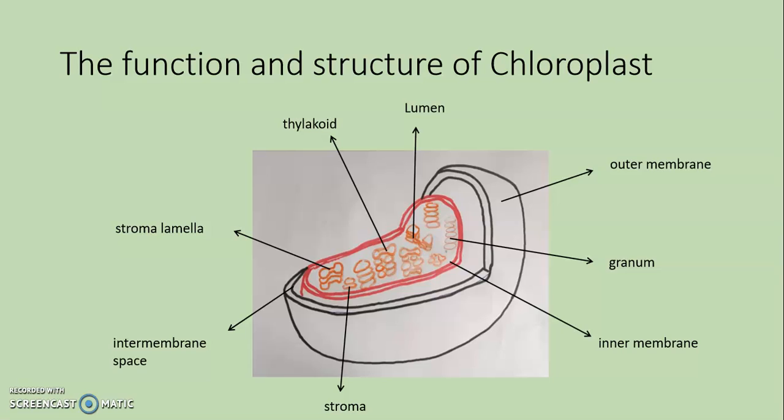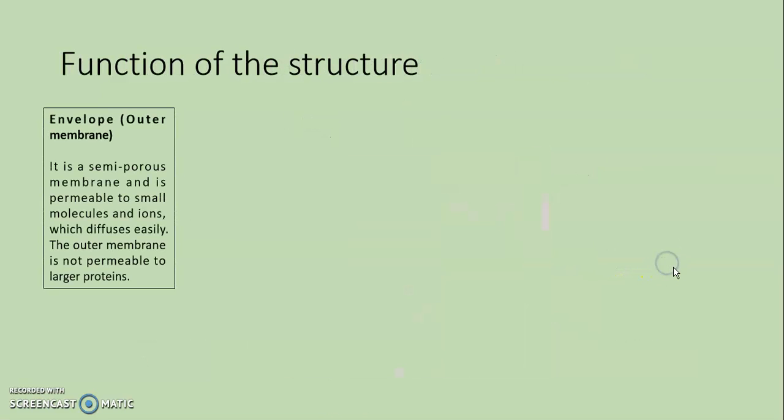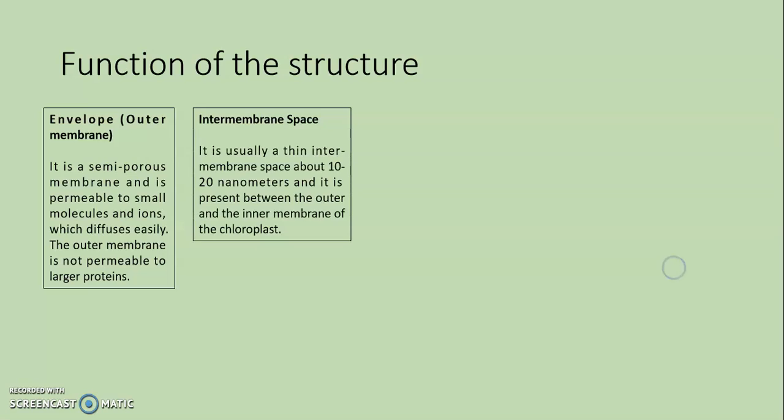As you see in the picture that I drew, you see lumen, outer membrane, endomembrane, stroma, intermembrane space, stroma lamella, thylakoid, and so on. So let us understand the function of this structure. First, the outer membrane. It is a semi-porous membrane and is permeable to small molecules and ions, which diffuse easily. The outer membrane is not permeable to larger proteins.